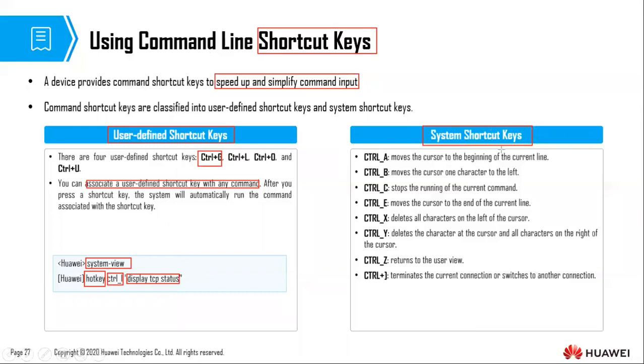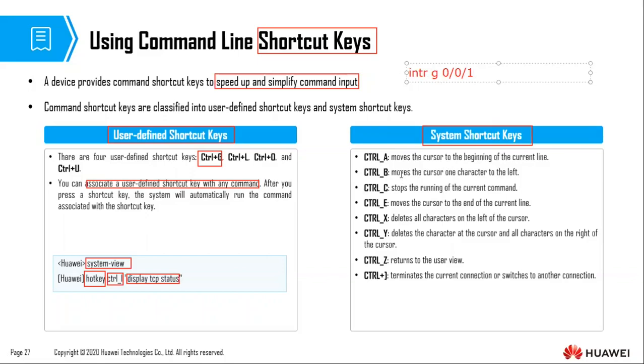Then we have the system shortcut keys. For example, Control A will move the cursor to the beginning of the current line. So sometimes you have int G 0/0/1. You don't want to move your cursor one by one like that. So you realize that, for example, you mistyped this. You don't want to move the cursor one by one using the left arrow on your keyboard. So you can press Control A to go all the way to the beginning of that line. Then Control B will now move to the end here. Tap like that.